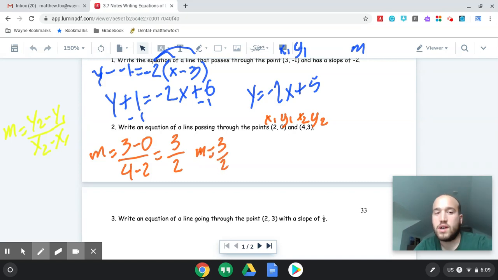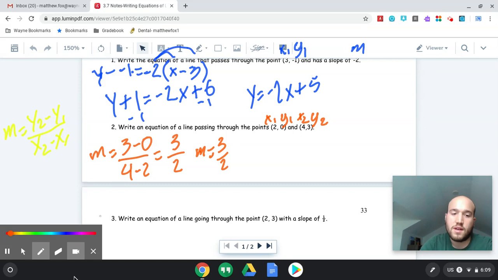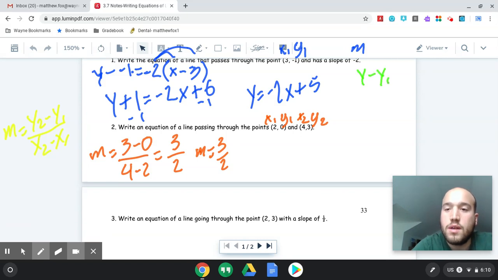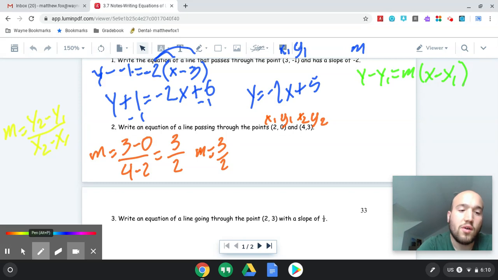Okay. Now at this point, let's go ahead and we're going to use that same formula. So the one we used before, if you don't remember, y minus y1 equals m times x minus x1. Okay, at this point we have found what the slope is. Now all we have to do is figure out what point we want to use. So (2, 0) or (4, 3). I don't care which one you plug in. It could work with either of those points.